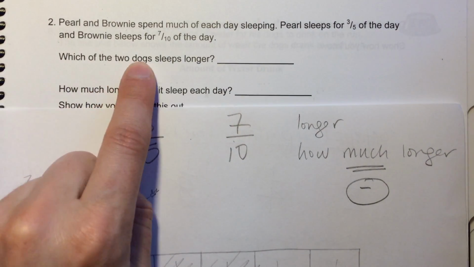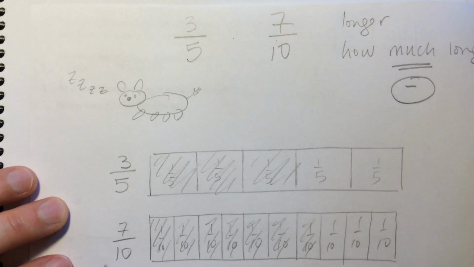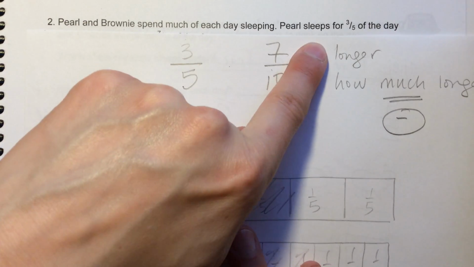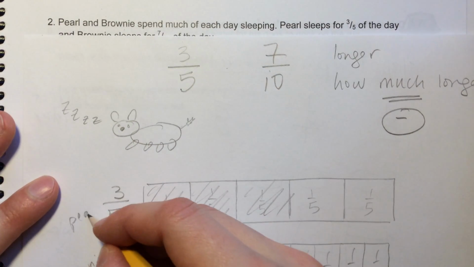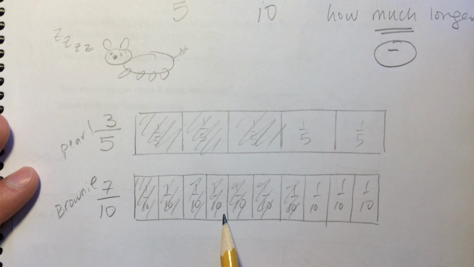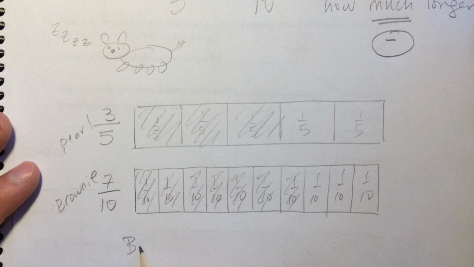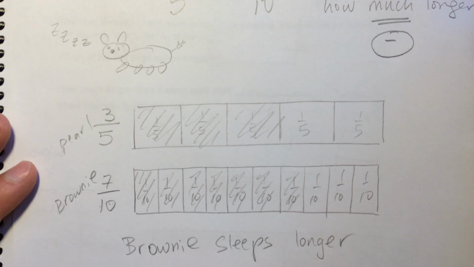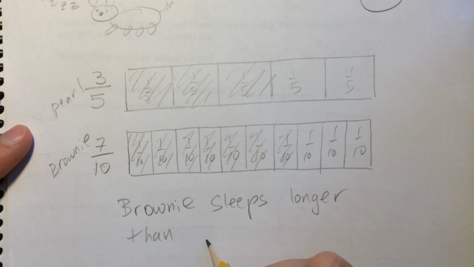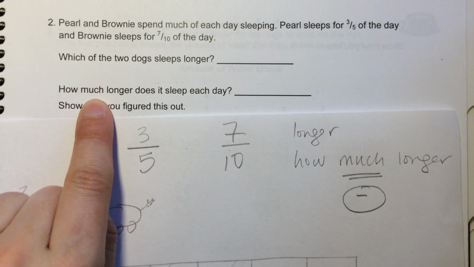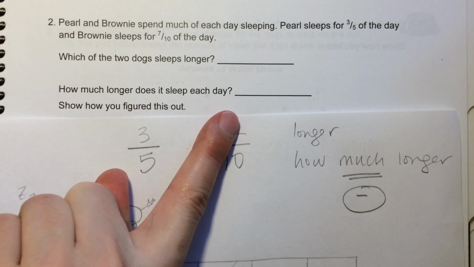So which of the two dogs sleeps longer? Well, Brownie sleeps for 7/10. And Pearl sleeps for 3/5. This is Pearl. So who sleeps longer? Which one is bigger? Muy grande. Brownie. So we would say Brownie, if we were a good student writing in complete sentences, sleeps longer than Pearl. Okay, but now it's asking how much longer does it sleep each day?